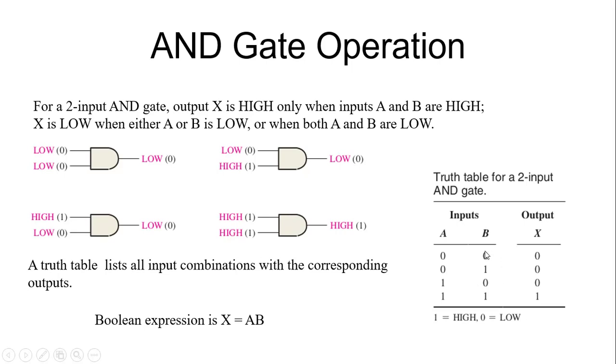It summarizes the operation of a logic circuit. A truth table lists all the possible input combinations with corresponding outputs, and summarizes the operation of a logic circuit. So this is what a truth table is. This is the truth table of an AND gate. So an AND gate produces a high output if all the inputs are high, otherwise the output will be low.